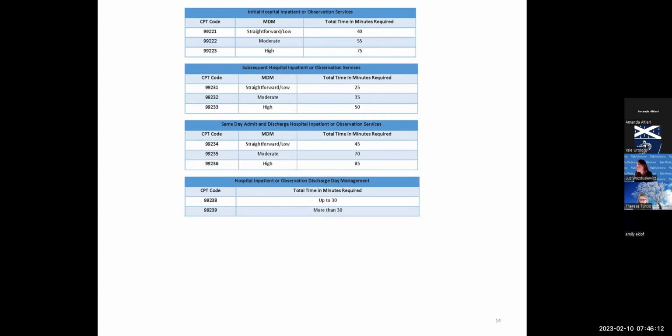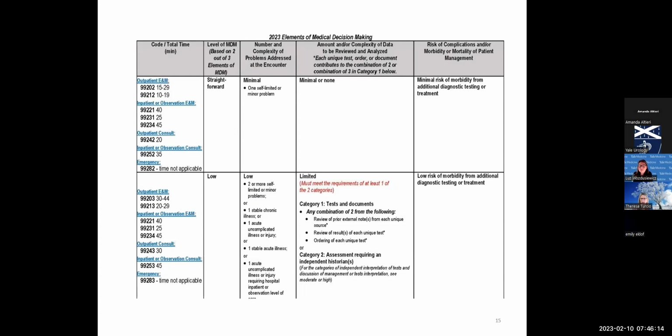And I think the next couple of slides will help clear up the actual criteria. So we broke this down into 3 slides. Since the same criteria covers all code sets, outpatient, inpatient, outpatient consult, inpatient consult, and emergency room, we've combined it into one medical decision-making grid.